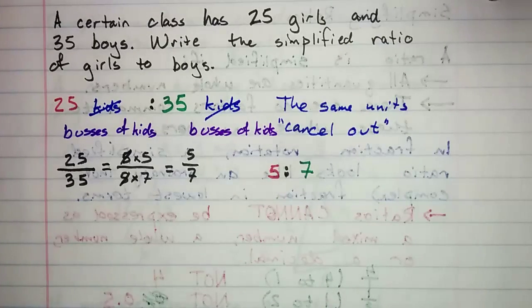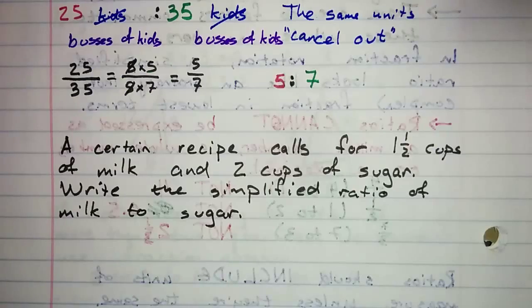Let me give you some of these to try. Suppose a certain recipe calls for 1½ cups of milk and 2 cups of sugar. Write the simplified ratio of milk to sugar. Pause the video and try this now.